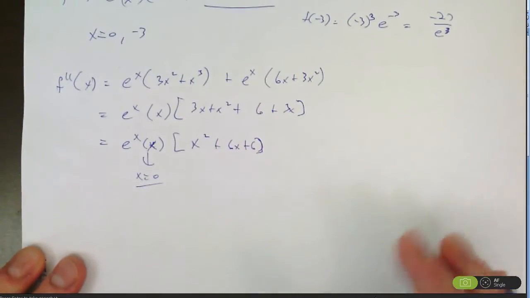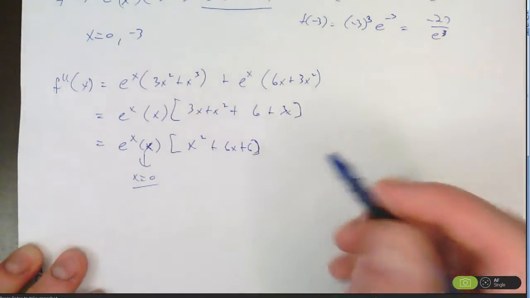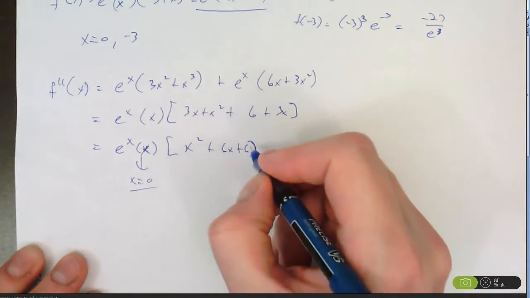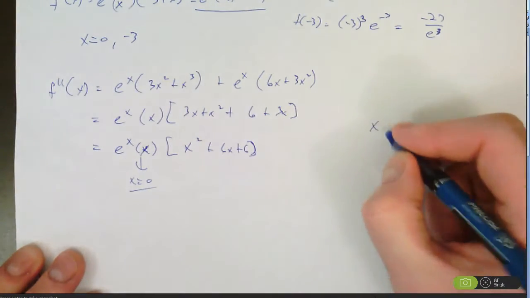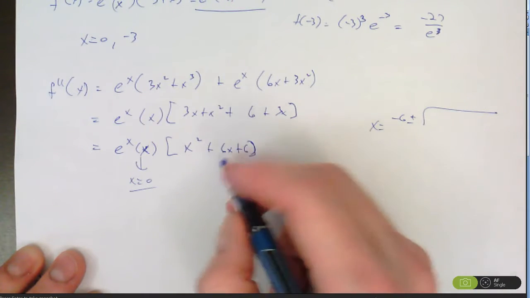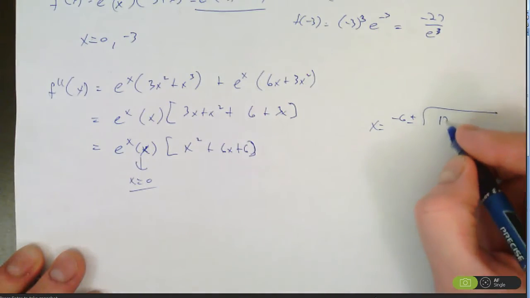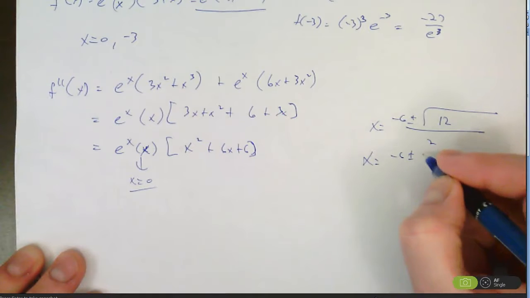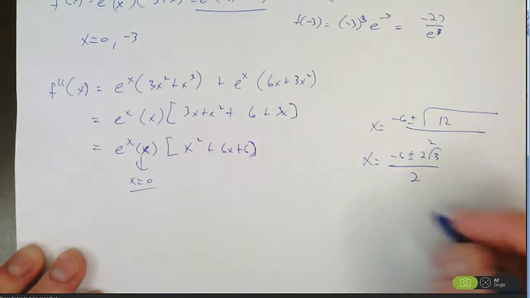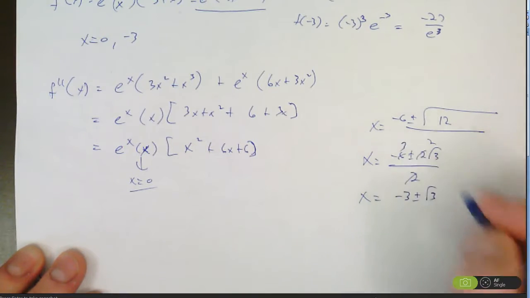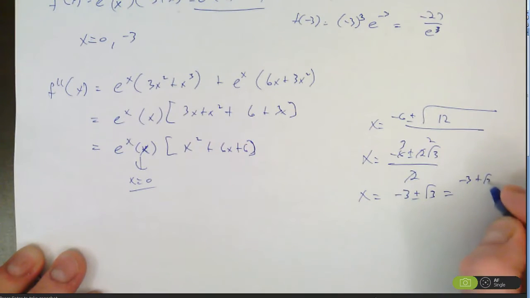Oh shoot, I'm running out of screen. This guy here, x squared plus 6x plus 6, that's going to be a quadratic formula problem because there's nothing that multiplies to 6 that adds to 6. So x equals the opposite of b, plus or minus square root of b squared minus 4ac, over 2a. Well, that's 36 minus 24, so it's 12, over 2. X then becomes negative 6 plus or minus 2 root 3 over 2, or more importantly, it's negative 3 plus or minus root 3 when I divide all the 2's out, which is negative 3 plus root 3, negative 3 minus root 3.